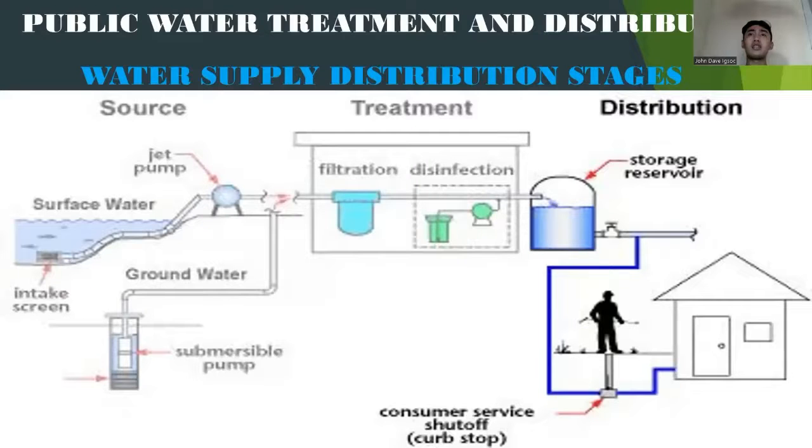Water supply distribution stages. There are 3 stages in water supply distribution. And one is source. Then, sa source, dito natin nakikita or dito nagmumula yung mga tubig natin. And then sa treatment, doon na nila sinasala or dinidisinfect or nilalagyan ng chlorine yung tubig. And then sa distribution, doon nila ini-stored or sa clear well, doon na nila ini-stored yung ating tubig once na na-disinfect ito or nasala na.